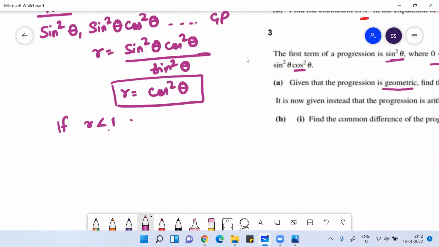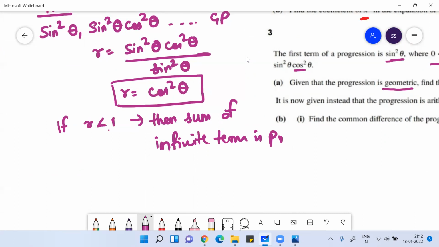Now if r is less than 1, then the sum to infinity, the sum of infinite terms, is possible. Otherwise, if your r is greater than 1, then the sum of infinite terms is not possible here.